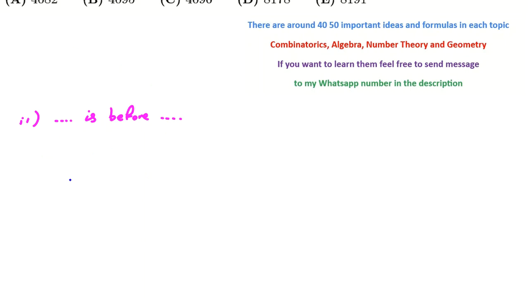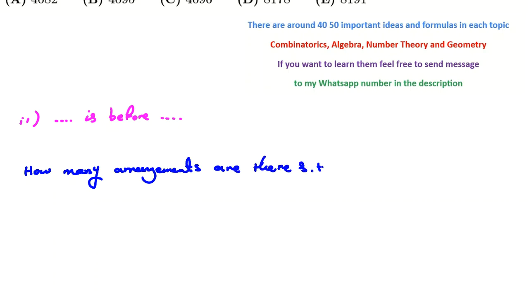Suppose we want to see how many arrangements or permutations there are such that, for example, part A, from 1, 2, 3, such that 1 is before 2. An easy problem. Try this one first on your own.